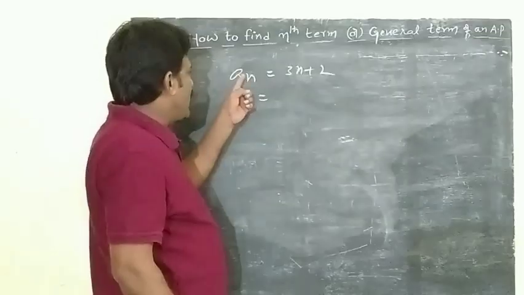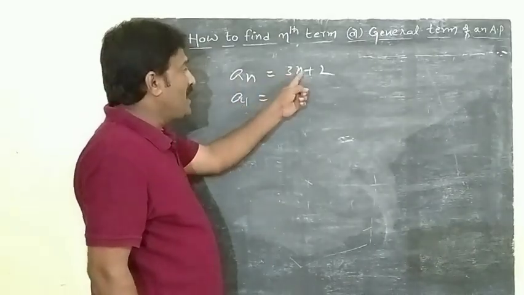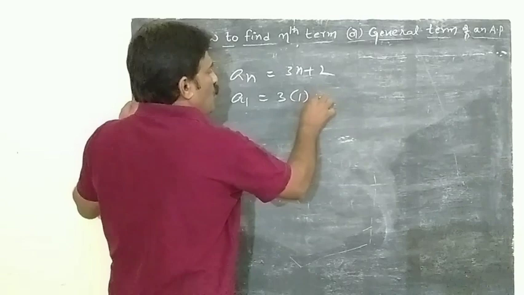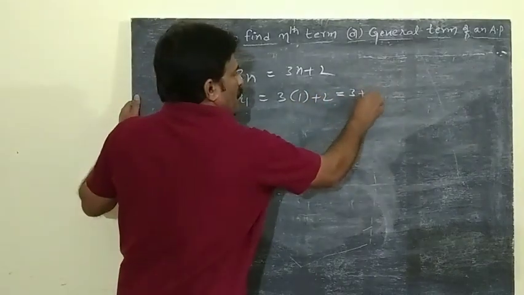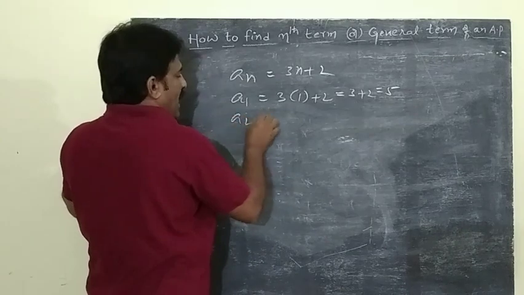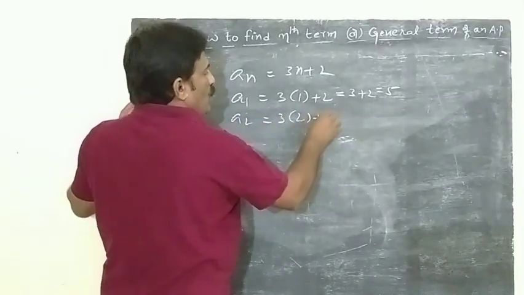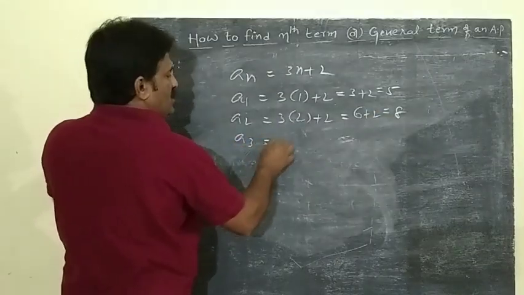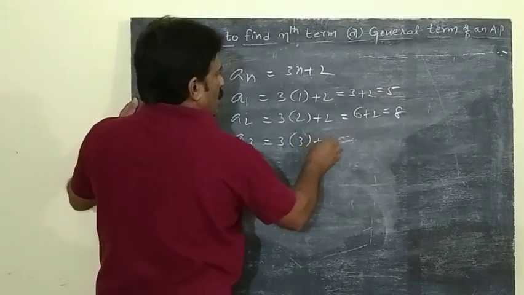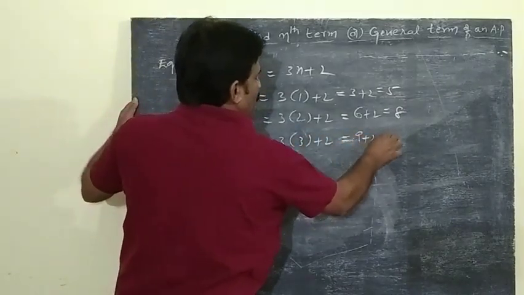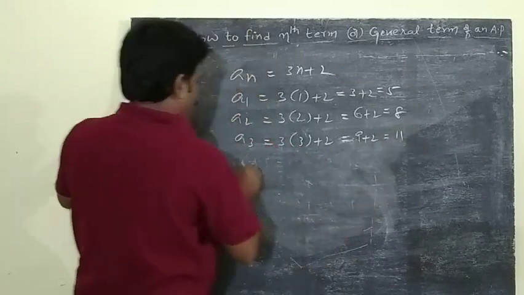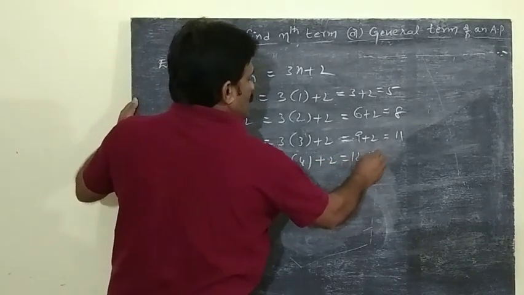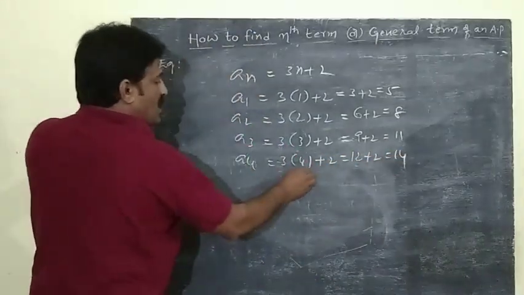Find a1, where n is replaced by 1. So, substituting n is equal to 1 in an, we get 3 into 1 plus 2, 3 plus 2 is equal to 5. Calculate a2: 3 into 2 plus 2, 3 twos are 6 plus 2 is equal to 8. a3 is equal to 3 into 3 plus 2, that is 9 plus 2 is equal to 11. a4 is equal to 3 into 4 plus 2, 12 plus 2 is equal to 14, and so on.